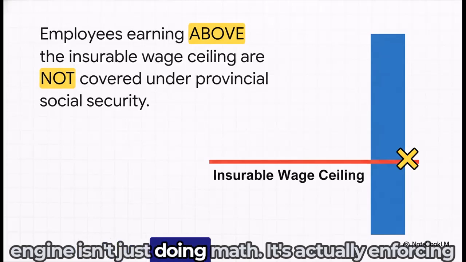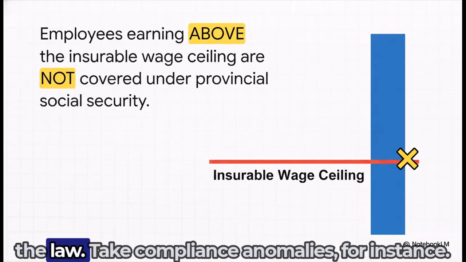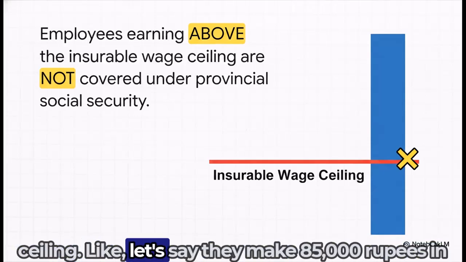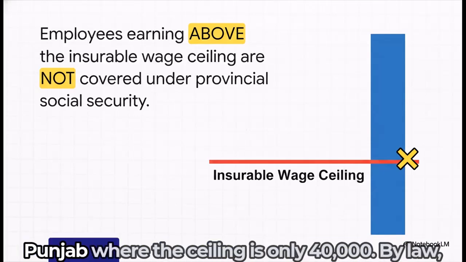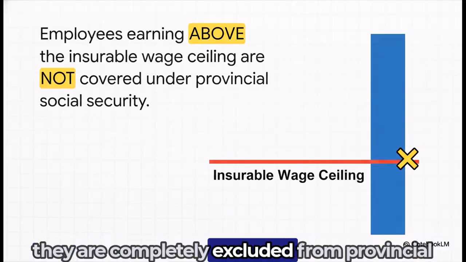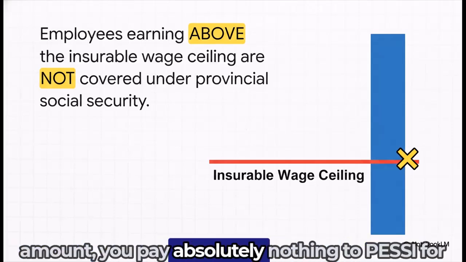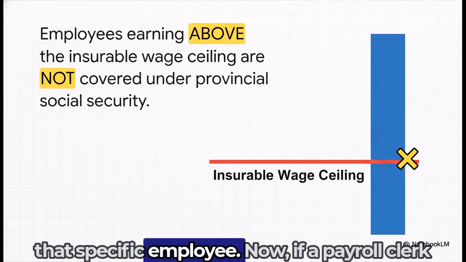The engine isn't just doing math, it's actually enforcing the law. Take compliance anomalies, for instance. Say an employee earns above the insurable wage ceiling. Like, let's say they make 85,000 rupees in Punjab, where the ceiling is only 40,000. By law, they are completely excluded from provincial Social Security. You don't just pay a capped amount, you pay absolutely nothing to PESSI for that specific employee.